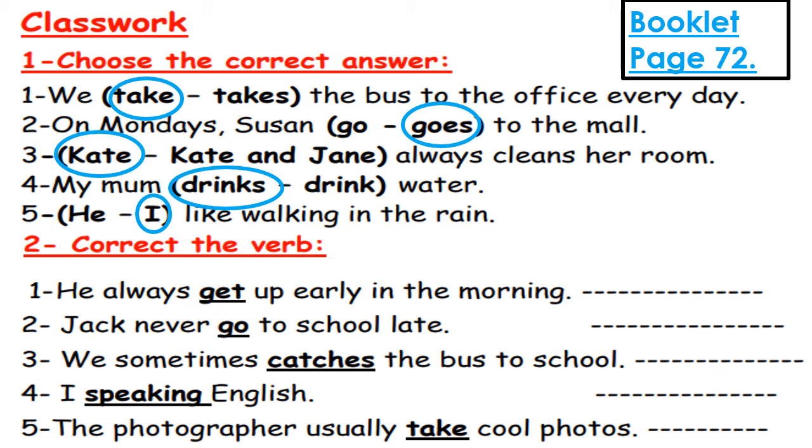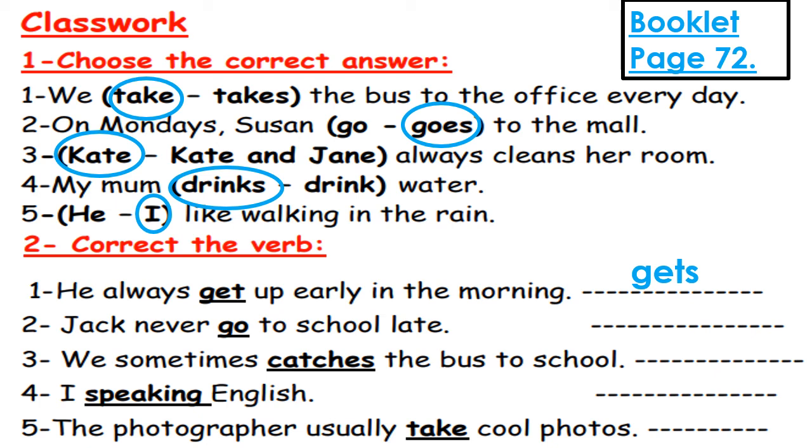Exercise number 2. Correct the verb. Number 1, he always gets up early in the morning. Here we have the mistake in the verb, and he also underlined the wrong verb for us. So the mistake where? In the verb get. He always. Okay, shall I put s at the end of the verb? Yes, I have to put s. So the answer will be gets.